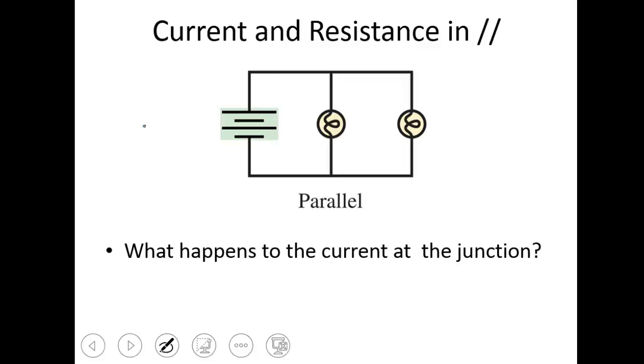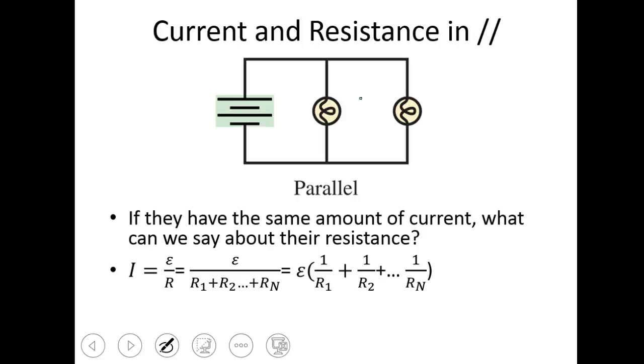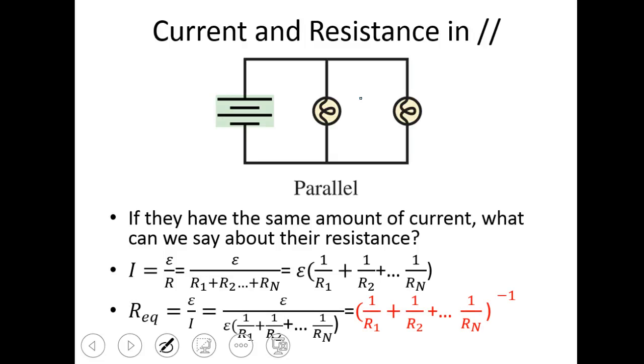let's say I have 5 amps here. If this is equal, then I have 2.5 amps going to each one, and that's going to be a little bit different. If they have the same amount of current, what can I say about their resistance? Well, I can say that their resistance is the same. So if I'm trying to find the equivalent resistance for resistors in parallel, I'm looking at this.